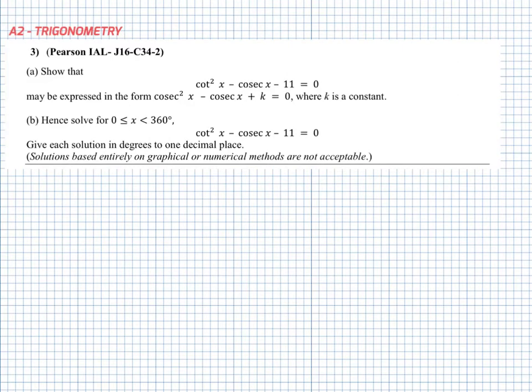Hi guys, we have a trigonometry question here. We have an expression written as cot²x − cosec x − 11 = 0, and we want to write this expression in a different form.